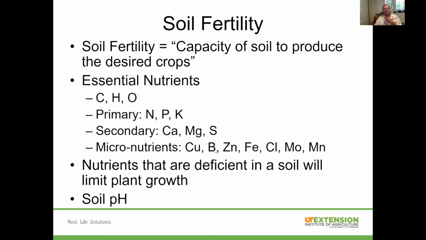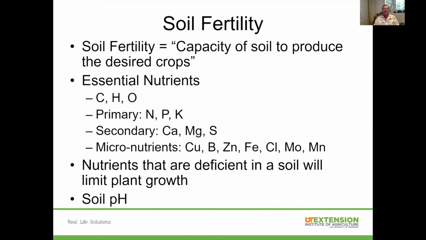Soil fertility is the capacity of the soil to produce the desired crops by supplying the essential nutrients. So essential nutrients, we've got them listed here: carbon, hydrogen, oxygen. They're obviously coming from the atmosphere and from rainfall, CO2 and H2O. In the soils, we break our nutrients down into primary nutrients: nitrogen, phosphorus, and potassium. These are the nutrients that the plants need most of. Then the secondary nutrients: calcium, magnesium, and sulfur.